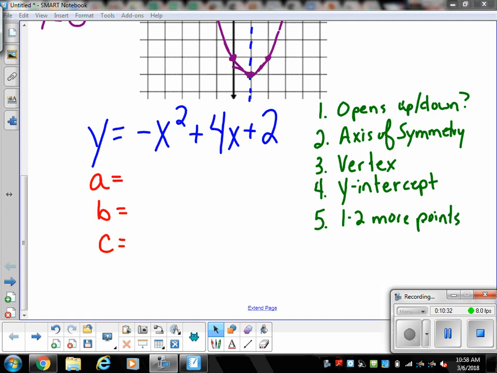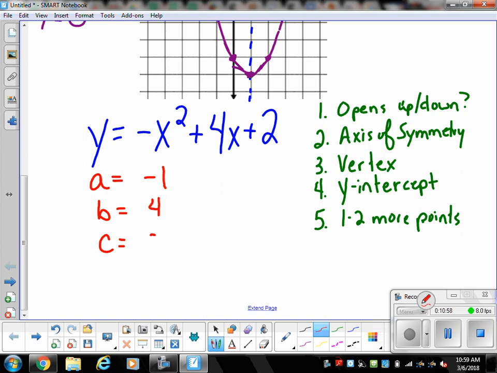Okay. Let's make sure we're all on the right page with this. In this problem, y equals negative x squared plus 4x plus 2. What's a in this problem? Negative 1. Okay, because it's the number in front of the x squared. So a is negative 1. What's b in this problem? 4. And then c is what? 2. Okay, so that's the starting spot.